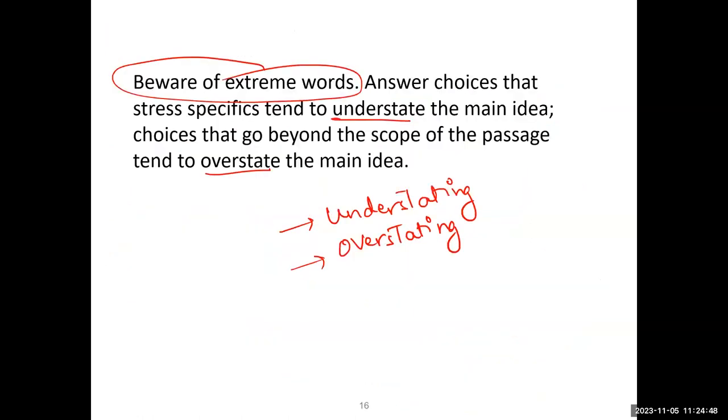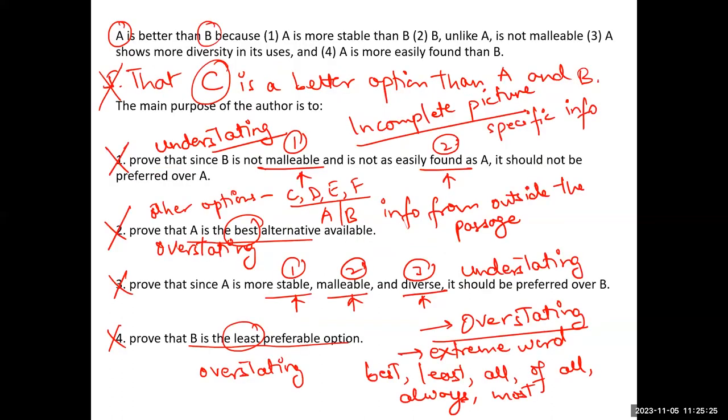Yes. So again, let us revisit. Beware of extreme words. Those answer choices that stress on specifics, what do they do? They understate the main idea, whereas those choices that go beyond the scope of the passage, they will overstate the main idea. Remember this. Now let us see how it works. I am going to discuss a passage that is slightly difficult. Okay, so I will help you with that passage right now.